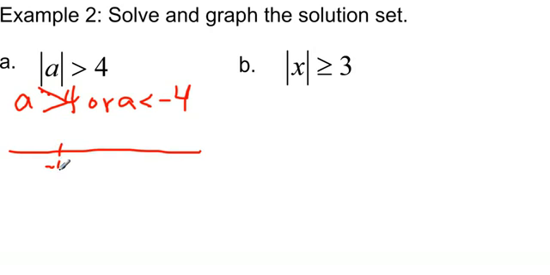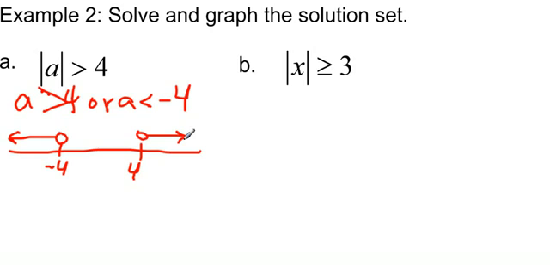Here's negative 4. Here's positive 4. The symbols tell us to use open circles. A is less than negative 4 means anything to the left of negative 4. Or A could be greater than positive 4, so open circle on positive 4 shaded to the right. And you can see that we've got a union of two graphs here.